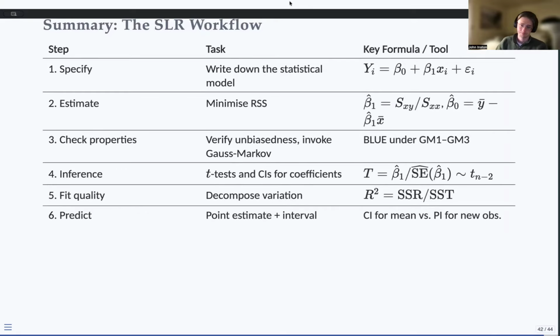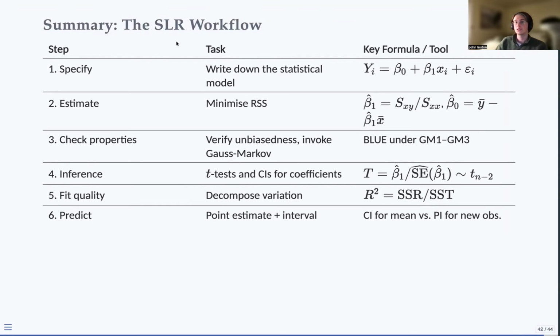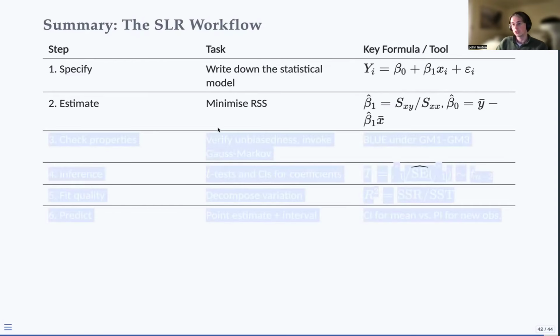Just to quickly summarize then, the simple linear regression workflow is always the same. This is essentially automated by functions in Python, but just so that we understand what's happening, we specify the model. So in simple linear regression, it's just a case of defining what our response is going to be and what our predictor is. We use ordinary least squares to compute our estimates for beta 1 and beta 0. We can then check the properties. We can perform inference, and we can determine the fit quality before making any predictions. This is essentially the theoretical structure of this type of modeling.